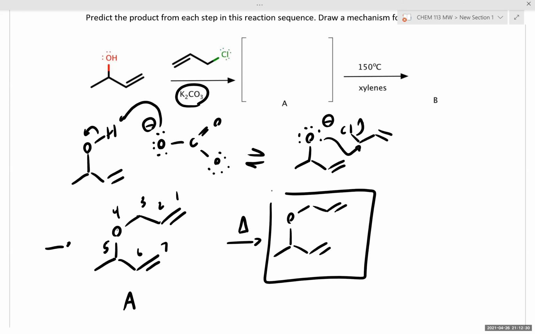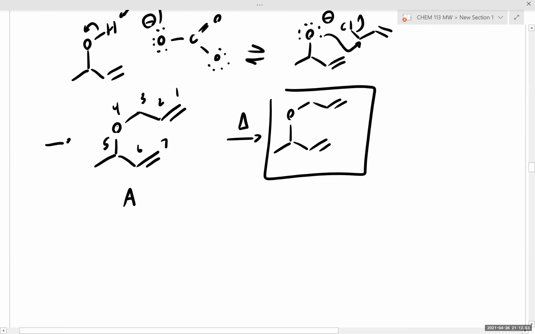So one thing to keep in mind, no reaction is a perfectly reasonable thing to say if no reaction will occur. Any other questions on this example? What would it look like if it was a Claisen reaction?